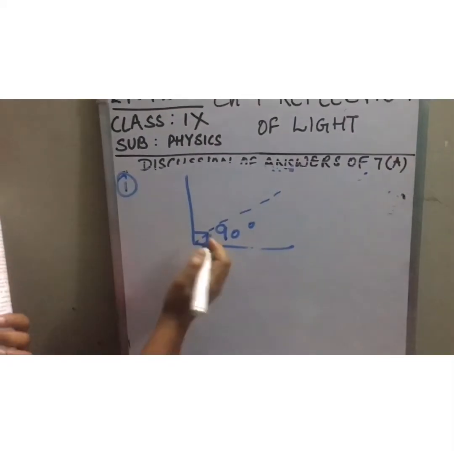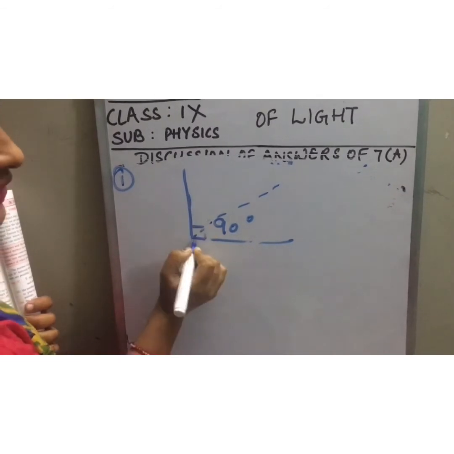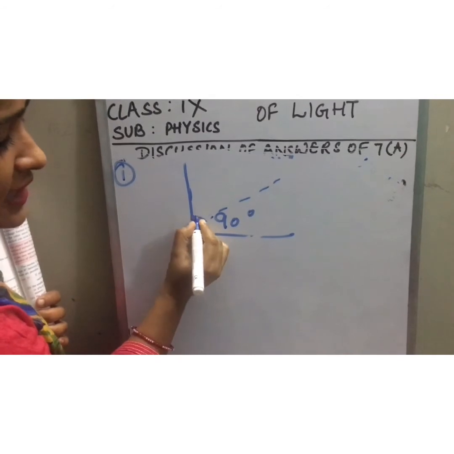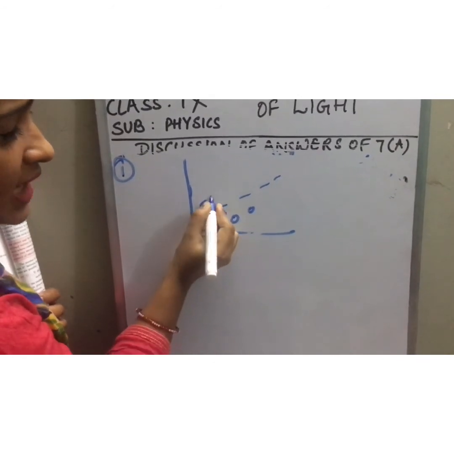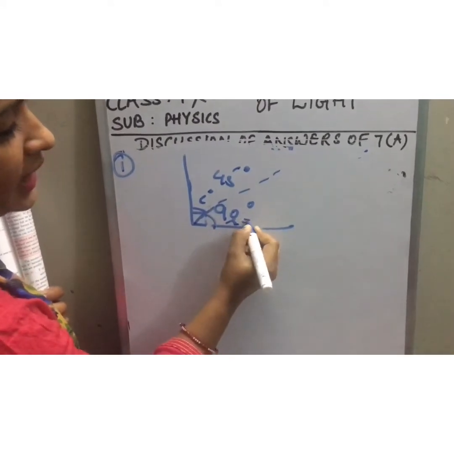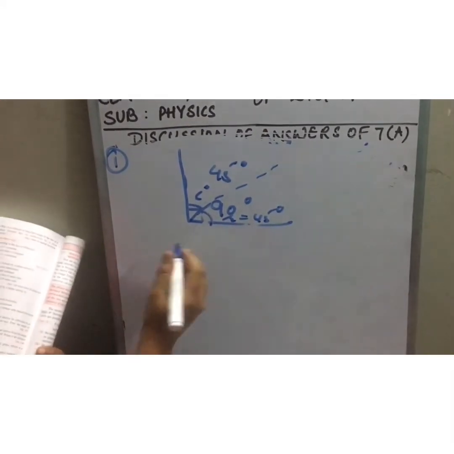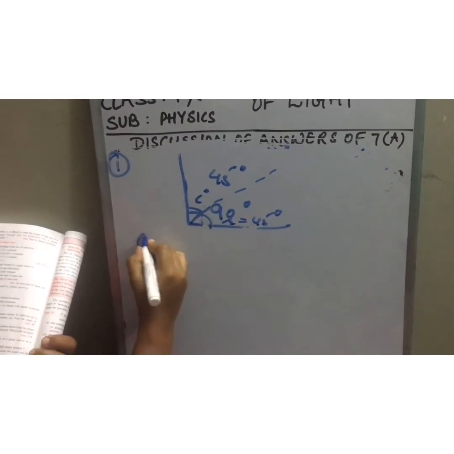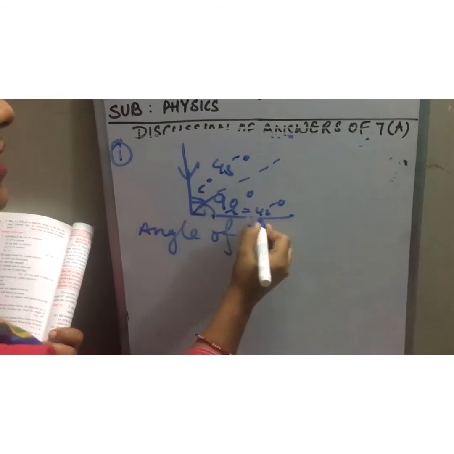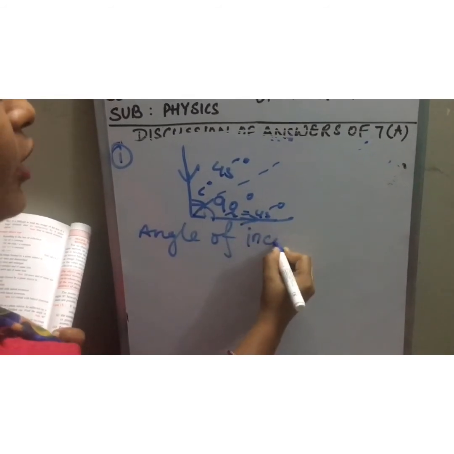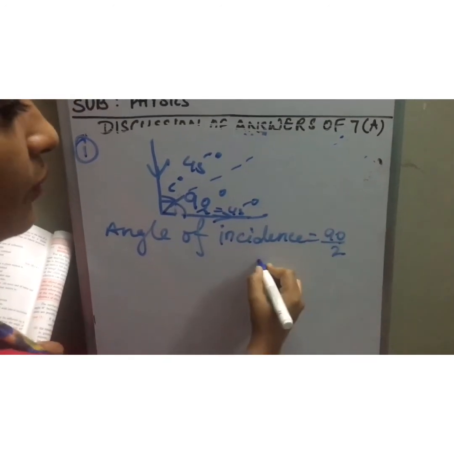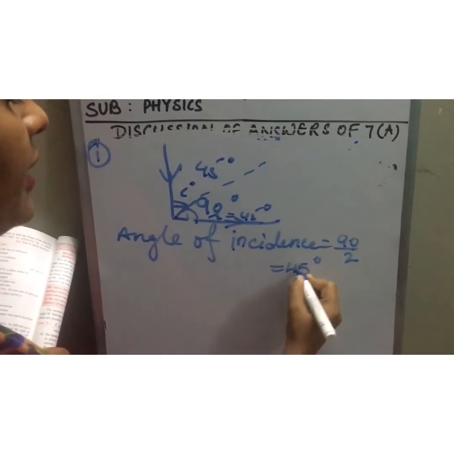We know that the angle between the incident ray and the reflected ray is just double the angle of incidence. That means if it is 90 degrees, what is the angle of incidence? 45 degrees. And what is the angle of reflection? 45 degrees. So simply you have to write this: this is the incident ray, this is the reflected ray. Angle of incidence is equal to 90 by 2, which is equal to 45 degrees.